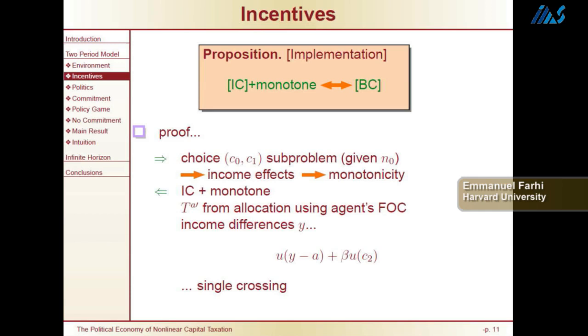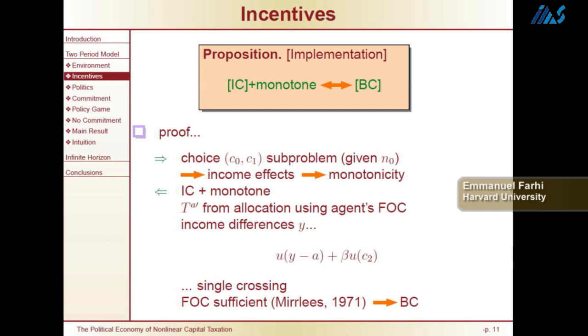And then I'm going to construct the labor income tax in a way that makes it optimal for the agents to choose the allocation that they're supposed to choose. So think about, for a given level of savings, this allocation as indexed by y. Now you can see that you have a single crossing condition between y and a. Because you have a single crossing condition and because you have monotonicity, the first order conditions are sufficient for incentive compatibility. And so you can just apply the construction of Mirrlees and construct the labor income tax this way.